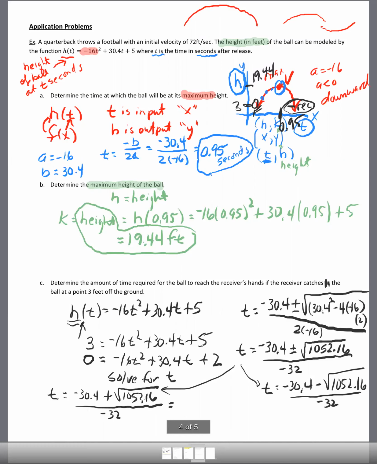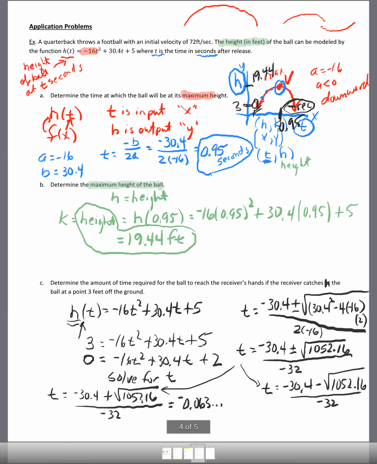And in the numerator, you want negative 30.4 plus the square root of 1052.16. Down in the denominator, you want negative 32. This gives us a negative time, negative 0.063, and it doesn't stop.